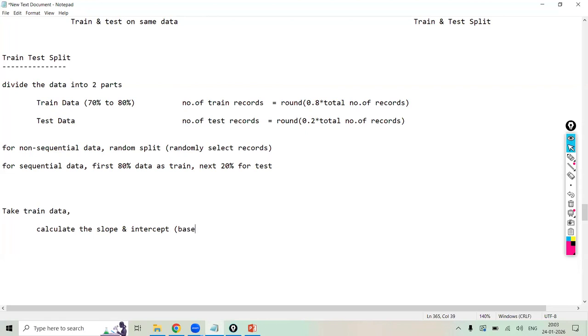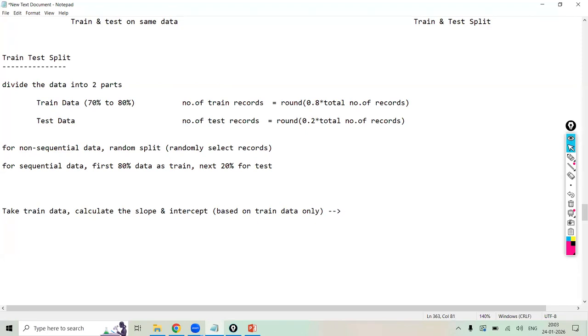Based on trained data only. Only trained data. You should not include the test data in that. Not even one record you have to include. So everything has to be calculated on the trained data. So literally create the model or create the equation.